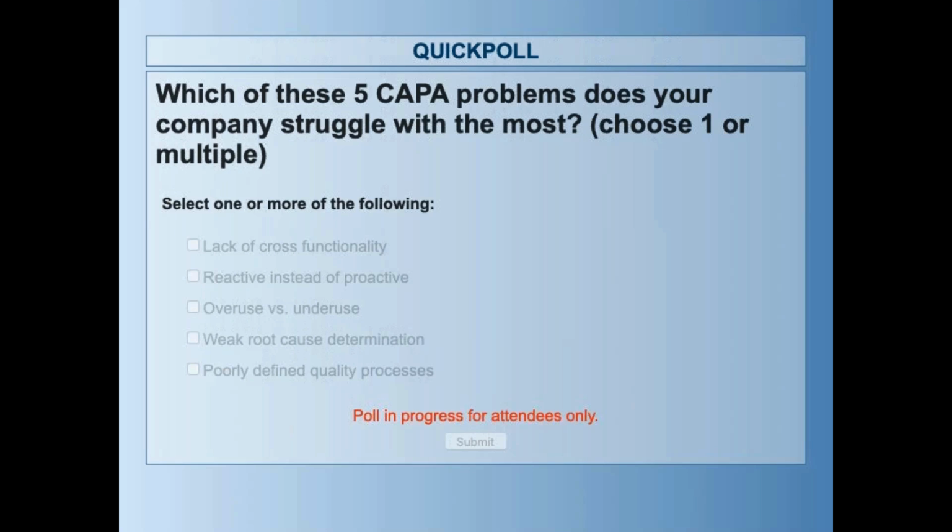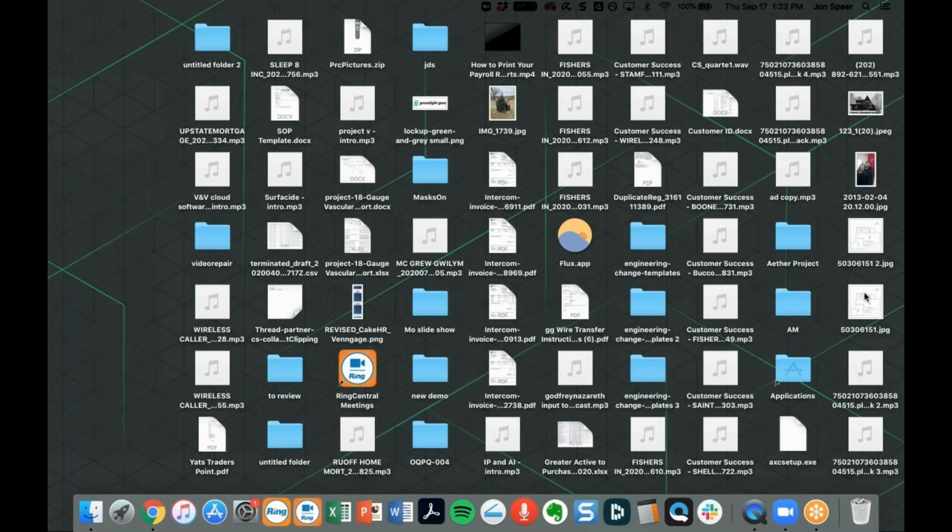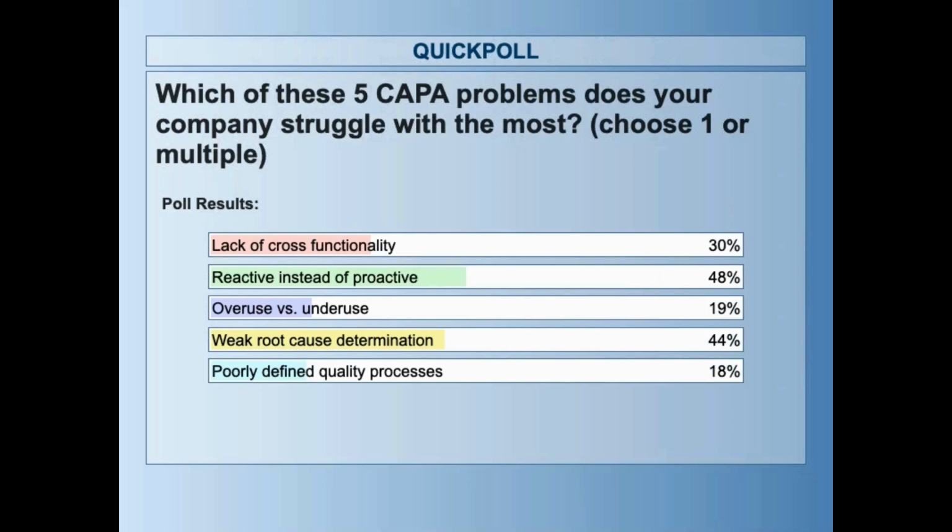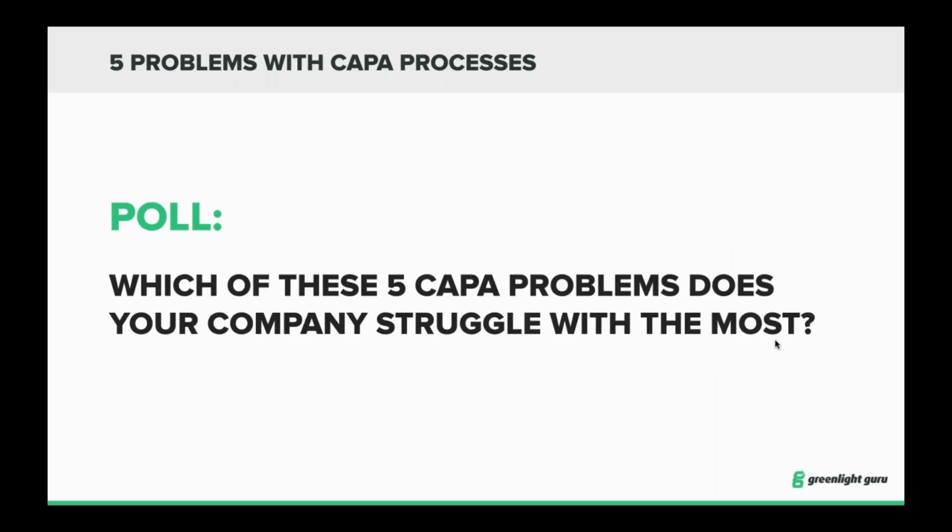All right. So let's go ahead and close that. Let's see if we can share the results. I don't know if it's going to share on screen or not, but I can actually see the results. So looks like the biggest challenge from those of you that participated in the poll, 48% said your CAPA process is reactive instead of proactive, followed closely by 44% saying weak root cause determination. Next is 30% said lack of cross functionality. 19% said overuse versus underuse, and then 18% said poorly defined quality processes. So thank you all for participating in that poll.